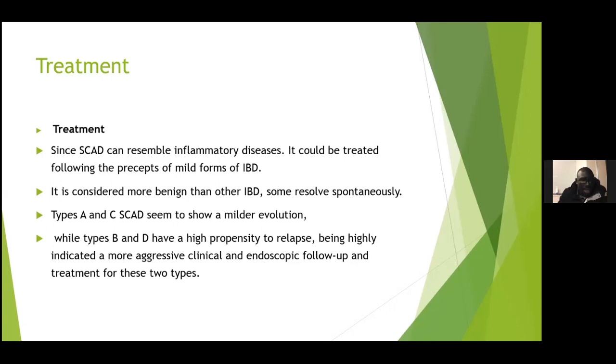Type A and type C seem to show a milder evolution as compared to B and D, which is the UC like, and then the more severe UC like. So we say that type C is the one that looks like a Crohn type, but the B and the D are the ones that look like UC. So they are the ones that seem to have a more aggressive phenotype, and I need to follow them up closely.